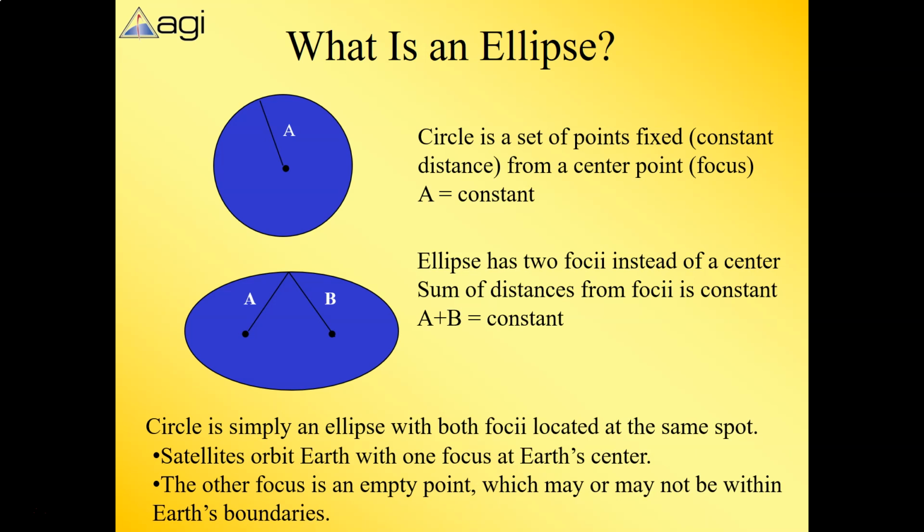Satellites orbit Earth with one focus at the Earth's center. The other focus is an empty point which may or may not be within Earth's boundaries. This is why they're elliptical. One of these two points would be Earth, and the satellite would travel around it.